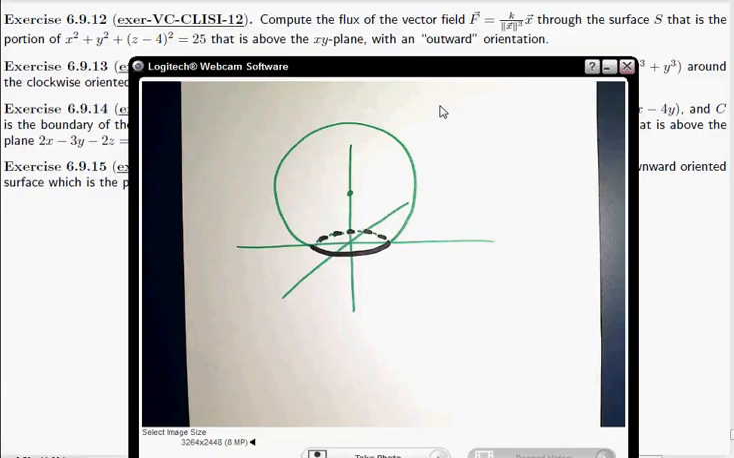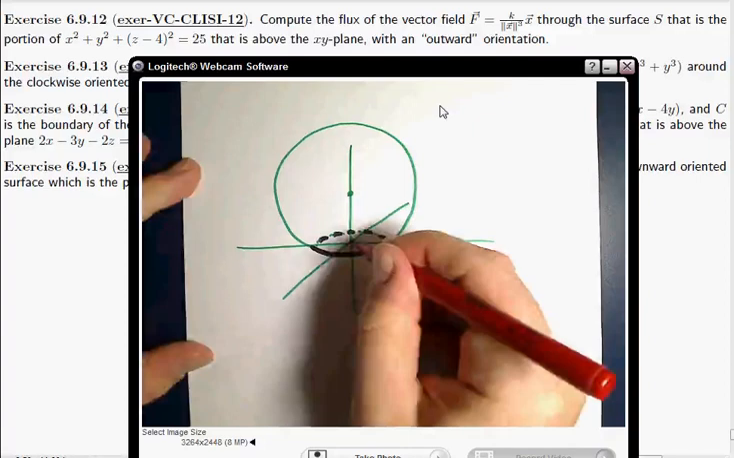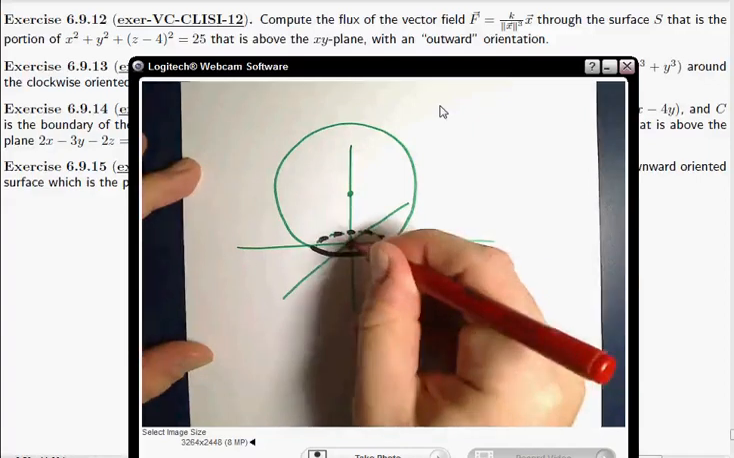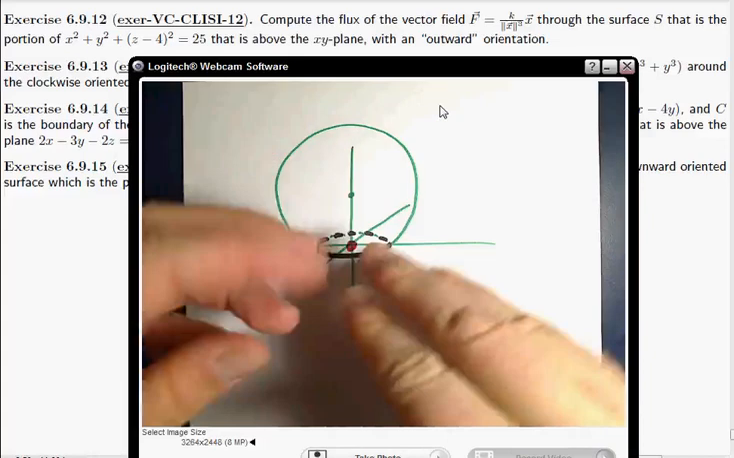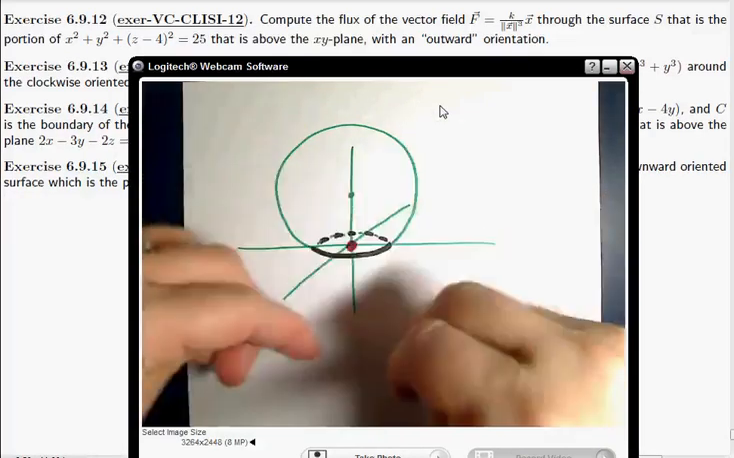Uh-oh, wait, no, I have to be careful. Don't go anywhere near the origin. I'll put that in red because the vector field is not defined there, and it's not surface independent. In other words, I can move this surface however I like. I just can't push it through the origin.